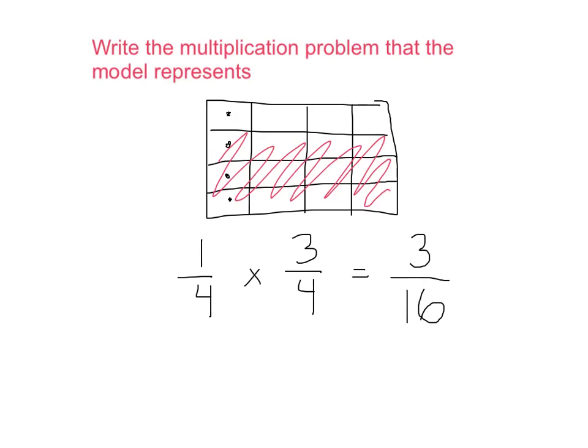Now let's see if this actually works out well with what we've learned about multiplying. Remember, with multiplying, you just multiply the numerators across the top. 1 times 3 is 3. And then you multiply the denominators across the bottom, 4 times 4. And 4 times 4 is 16. So I know that my chart was done correctly.